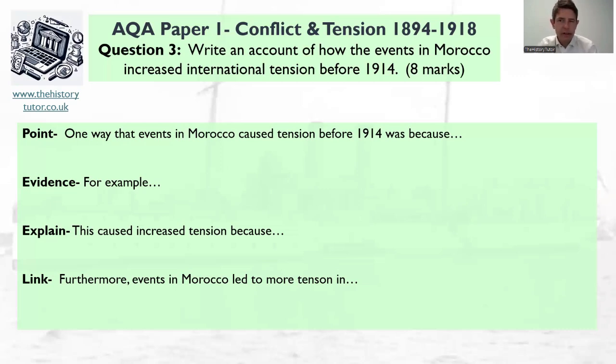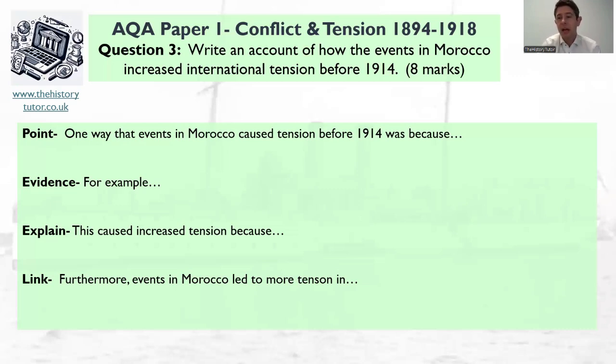Okay, there is some narrative to this question, but it should mainly be an explained argument. So I'll talk about the narrative as we go through this writing frame. We make our point about one way there's a problem. We then give an example. For example, this happened, give an event.